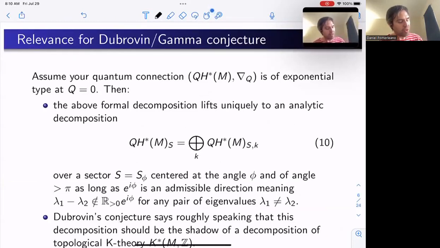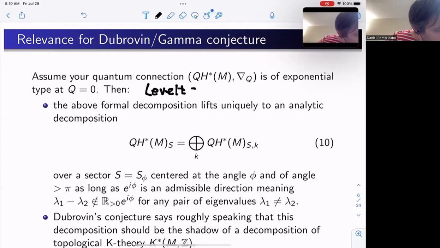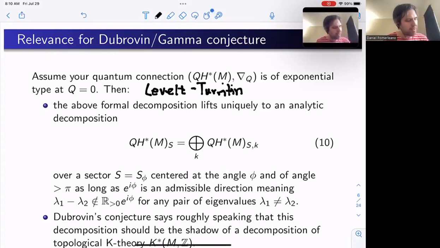The significance of that is there's a whole theory about these connections of exponential type. So you assume you have a connection of exponential type, then you can do this decomposition, and there's an analytical theory. I think the names that go with this are Levelt, Turrittin, and maybe there's one more name that I'm forgetting, but sometimes it's just referred to by these authors. You can find it in almost any book. Like Sabbah has a book about Frobenius manifolds. You can find it discussed in there, for example.